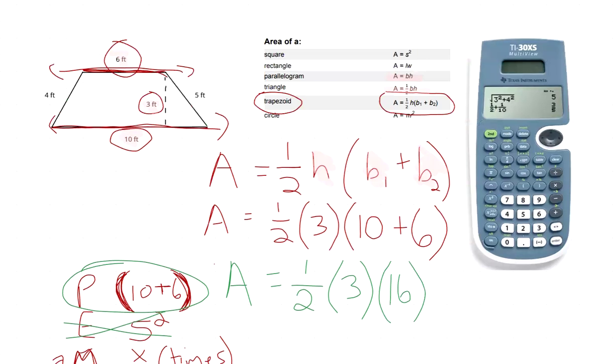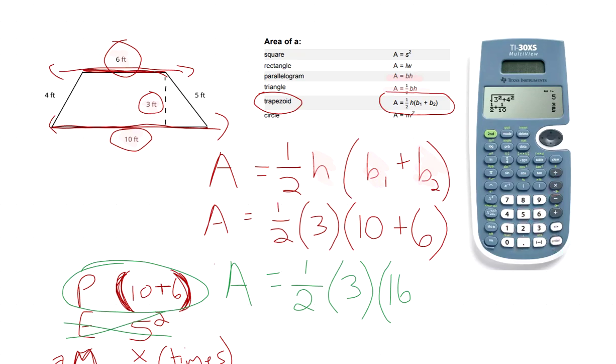So to do 1/2 times 3 times 16, you can punch this in a couple different ways. We can turn a half into a decimal. If you automatically already know that a half is the same thing as 0.5, you can punch in 0.5 times 3 times again 16, enter. And you will get an answer that way, and you see that it's going to be 24. If you don't automatically know that a half is 0.5, that's okay.